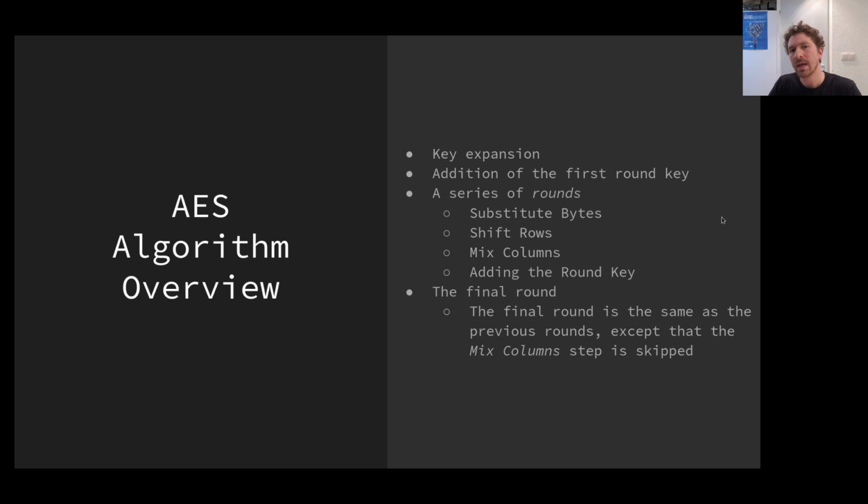All right, so this is the overview of the algorithm. We do something called key expansion. That's where we take our 16-byte secret key and we run it through a process that gives us a longer secret key, right?